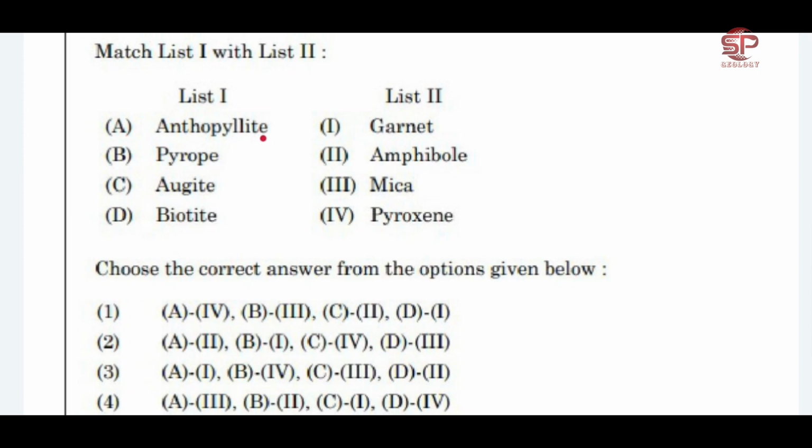Anthophyllite is an amphibole. Pyrope is a garnet. Augite is a pyroxene. Biotite is a mica. Answer will be 2.